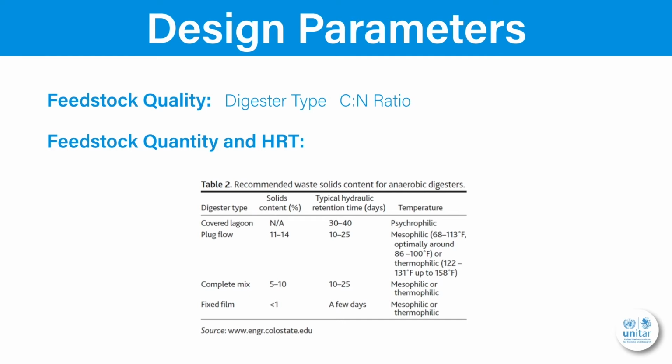Commonly, an HRT of 20 days is used. With the quantity of feedstock to be treated every day, and the chosen HRT, we can calculate the needed digester volume. We simply need to multiply the HRT with the feedstock quantity. For example, with 10 tons of organic waste per day, and an HRT of 20 days, we need a digester with approximately 200 cubic meters.